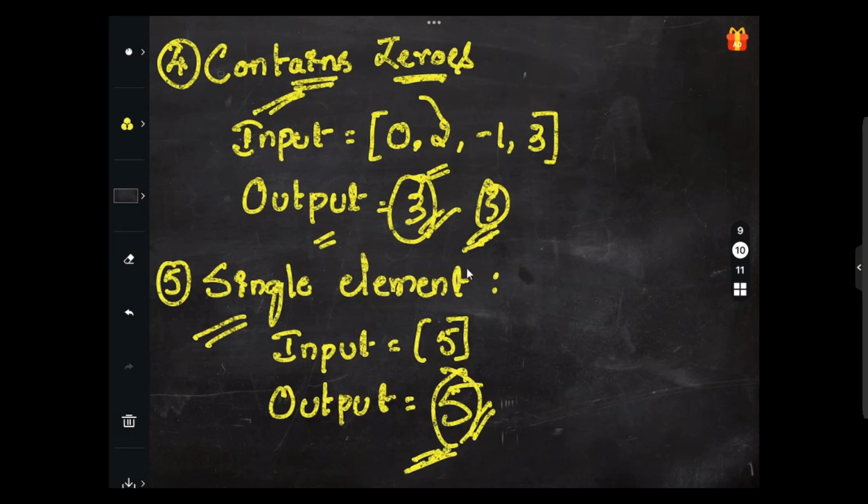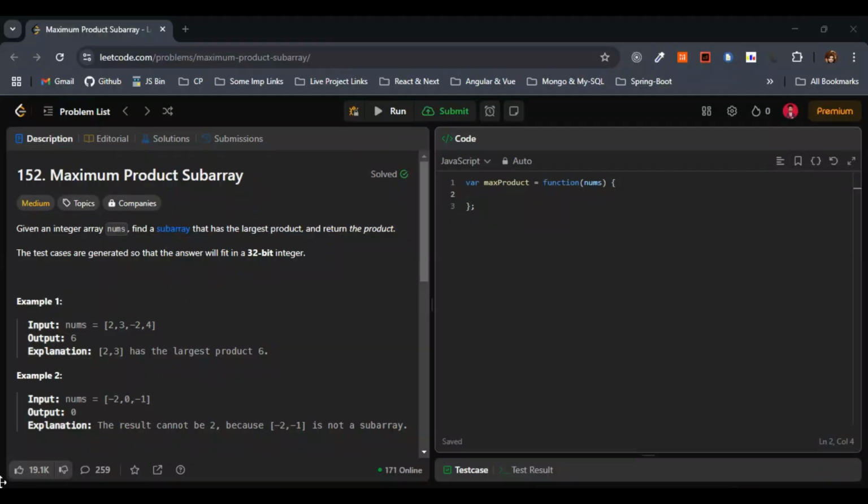So now let's start writing the code. We already know that we'll be making use of the max product, the min product, and the result. Let me initialize max product to the first number, nums of 0, the first index here. And the min product, let me initialize this one to the first number as well. If you remember the initialization, just give me a second here.